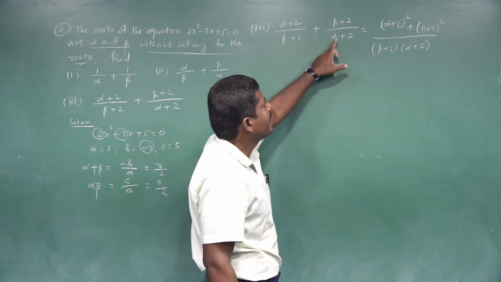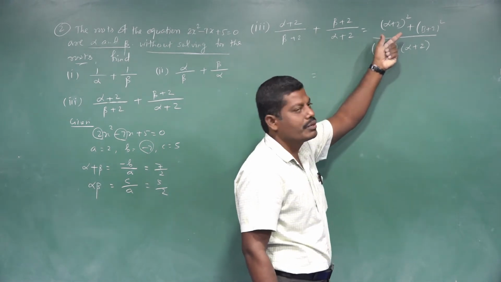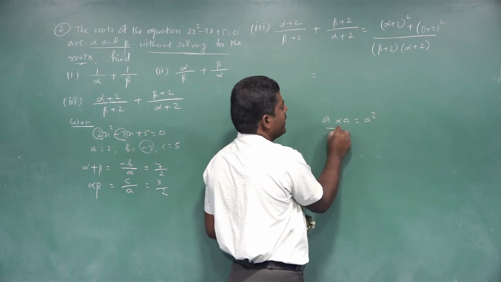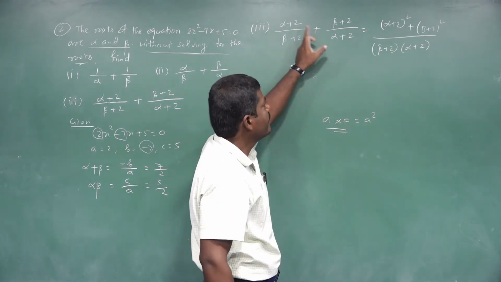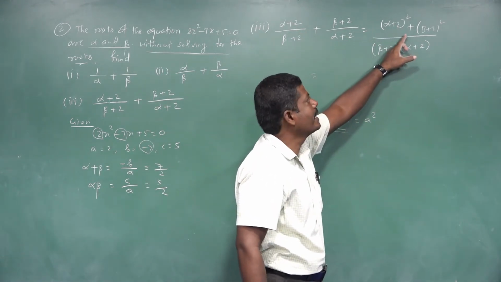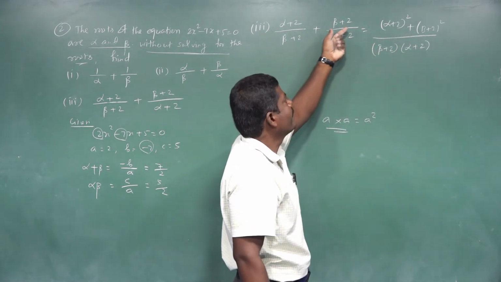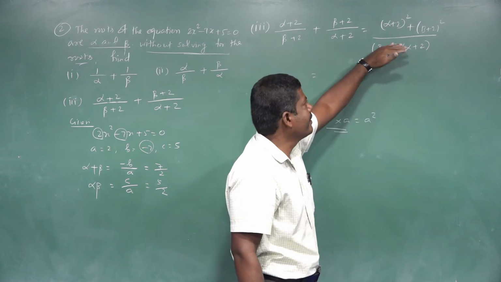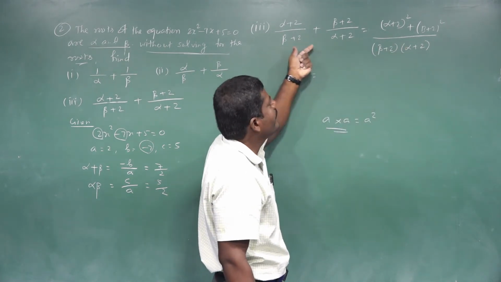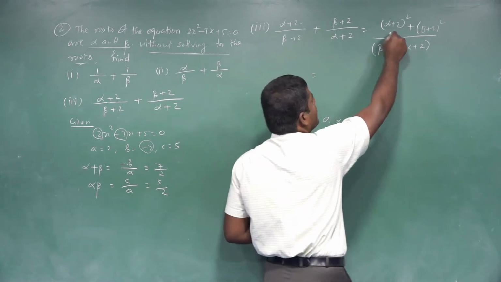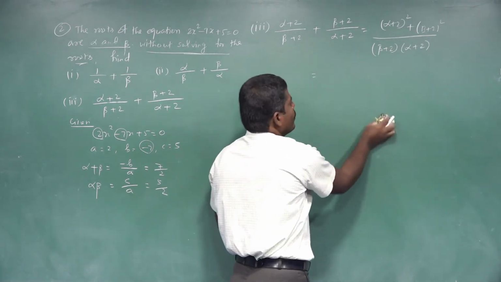Alpha plus 2 multiplied by alpha plus 2, the whole square. A multiplied by A is nothing but A square. Like that we can write (alpha plus 2)(alpha plus 2) as (alpha plus 2) the whole square. In the middle you have plus, and you take plus here. Beta plus 2 multiplied by beta plus 2, the whole square, divided by (beta plus 2)(alpha plus 2). Understand?